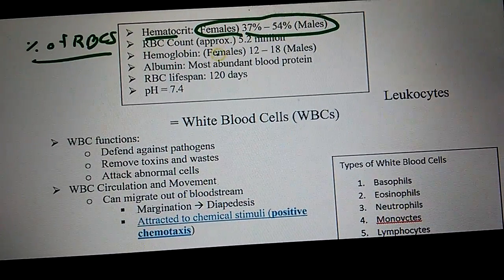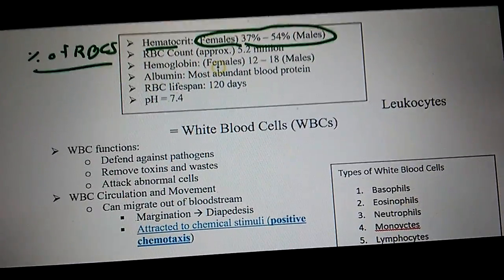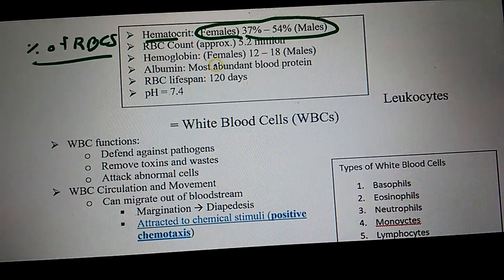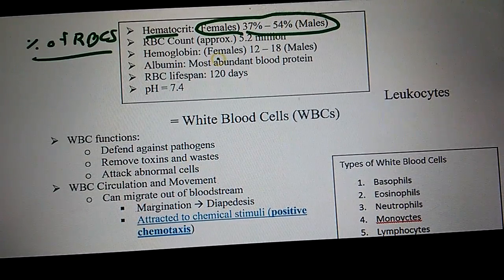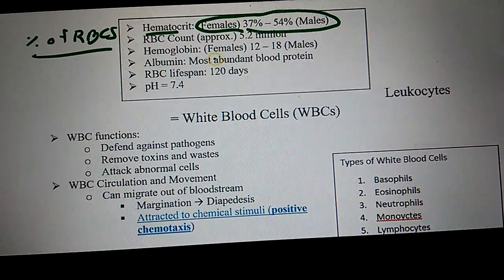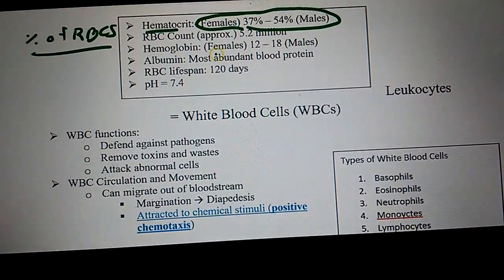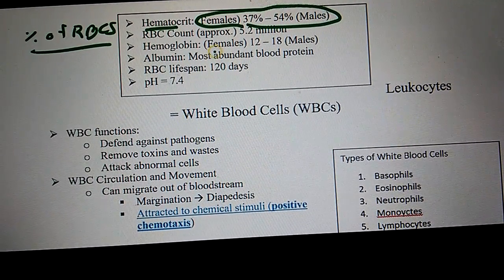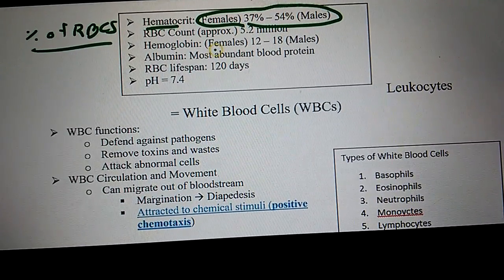37 to 54 is a normal what? Hematocrit. So if you saw a hematocrit of 39, is that normal? Yes. What about 40? Yes. What about 50? Yes. What about 47? Yes. What about 59? No. What about 25? No. What about 67? No. What about 53? Yes. What about 23? No. What about 45? Yes.